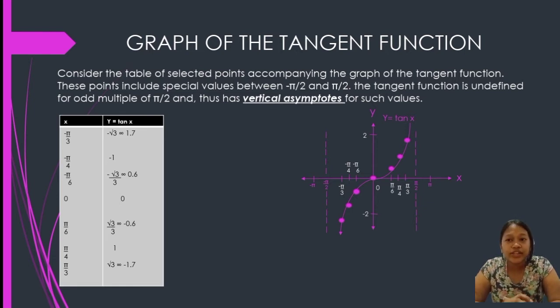Furthermore, tangent of negative x is equal to negative tangent x, which is an odd function. Therefore, the graph of the tangent function is symmetric with respect to the origin.